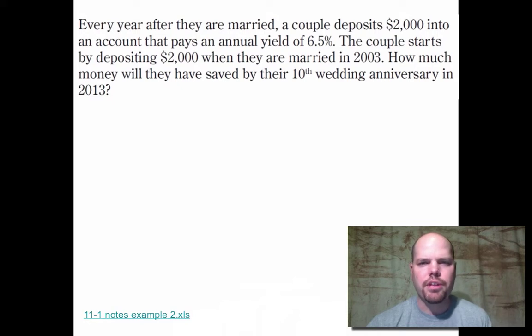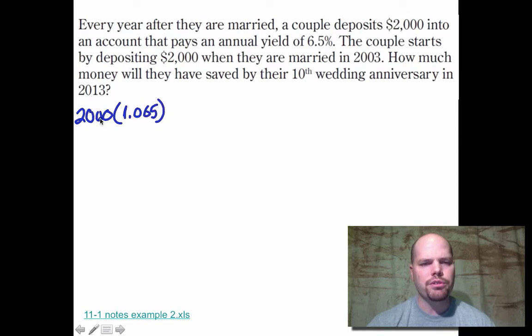Every year after they are married, a couple deposits $2,000 into an account that pays an annual yield of 6.5%. The couple starts by depositing $2,000 when they're married in 2003. How much money would they have saved by their 10th wedding anniversary in 2013? Okay, so what you have to do is set up a polynomial. So it'd be 2,000. The original 2,000 they saved was getting an annual yield of 6.5%. So you're going to times it by a growth factor of 1.065.